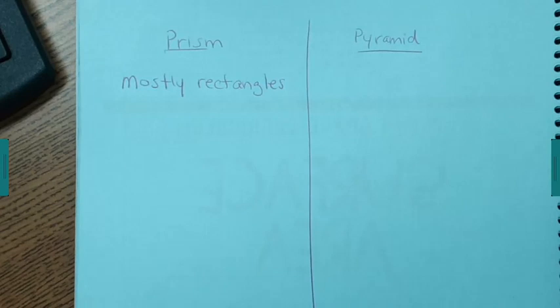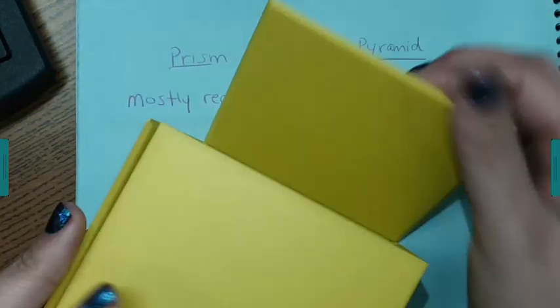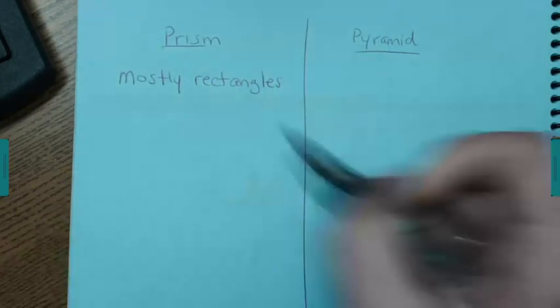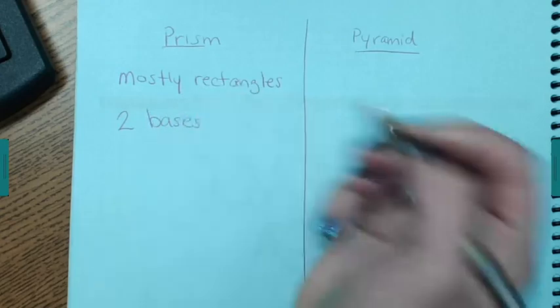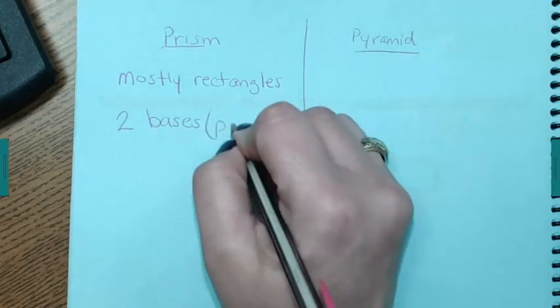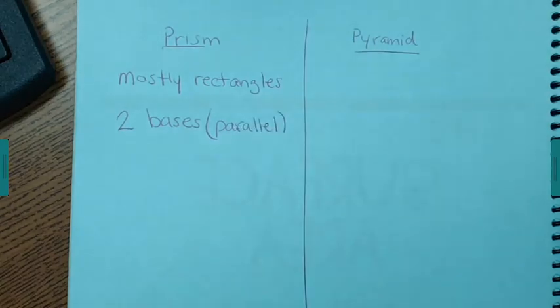Make sure that you are writing these notes in your blue notes. Everybody should be writing in their blue notes. Okay. So when we fold this up, we actually have two bases. Okay. So all prisms have two bases, and your bases are parallel. Okay. Parallel means what? Like the same? Okay, they'll be the same, but they will never touch.